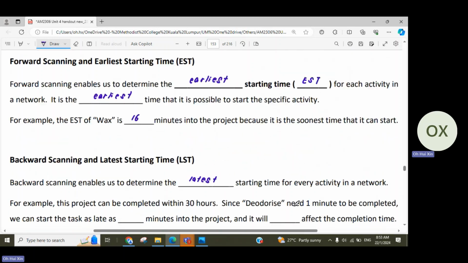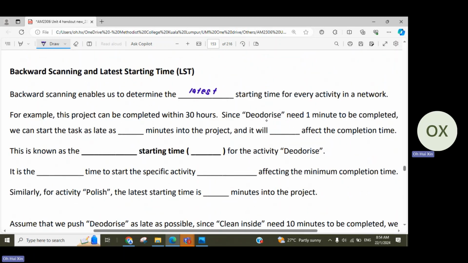Okay, so let's look at the notes here. Since deodorize needs only 1 minute to be completed, we can start the task as late as 29 minutes into the project. Remember that when we are writing the LST, it means this is the latest time that I can drag, and it will not affect the completion time. So 29 minutes is what we call the latest starting time, the LST. By definition, the LST is the latest time for you to start a specific activity without affecting the minimum completion time.